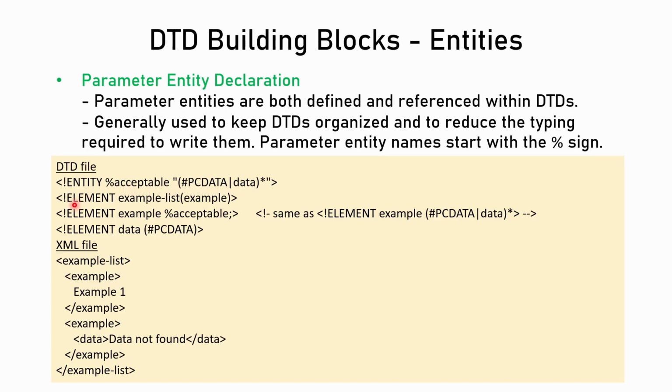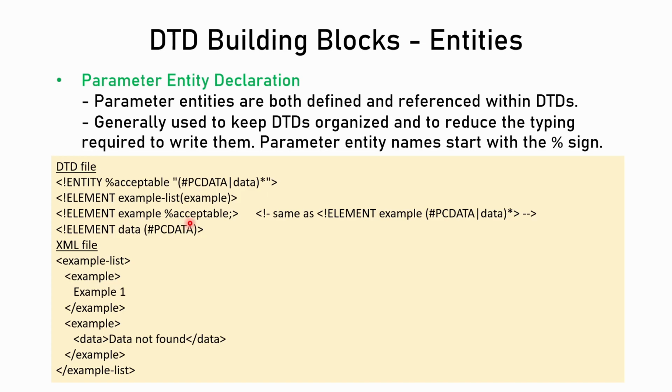Next we have defined an element called example list, and this example list element has a nested element called example. Since example is a nested element, we need to define the example element inside our DTD file as well. So that's what we are doing here. We have defined an element called example, and next, instead of writing down a separate category list, we have used the entity that we just defined earlier. So writing down this line is basically the same as writing down this line, where we mention the category information itself instead of using the entity.